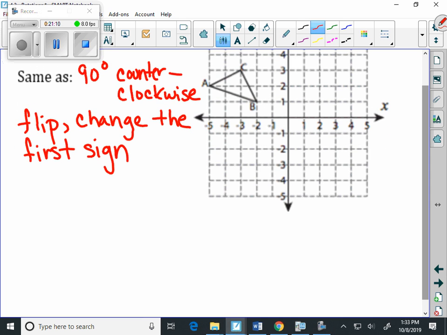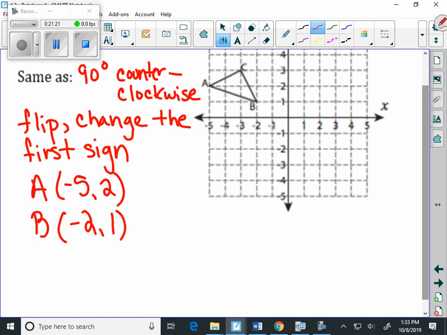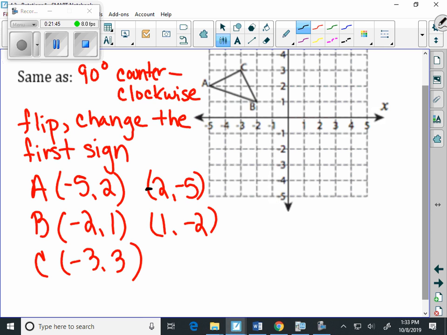The ordered pairs for this figure: A is negative 5, 2. B is negative 2, 1. And C is negative 3, 3. So we're going to, again, flip. So this is going to become 2, negative 5, but we're going to change the first sign. We're going to flip and change the first sign. And once we've done that, then we can graph our figures here.